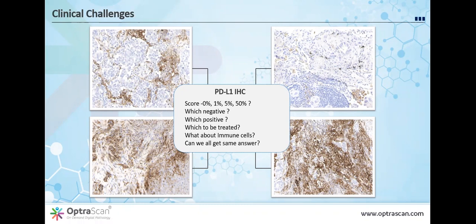Are they 0? The top right could be 0. The positivity we see there might be just immune cells. So our challenge is, which of these are negative, which positive, which patient therefore would be treated? What about the immune cell contribution to the observed score? And can we all get the same answer?